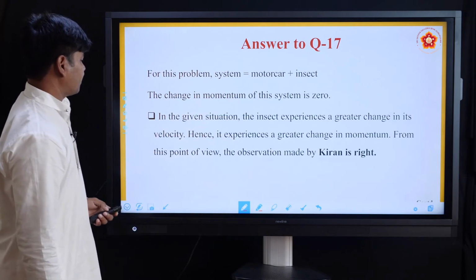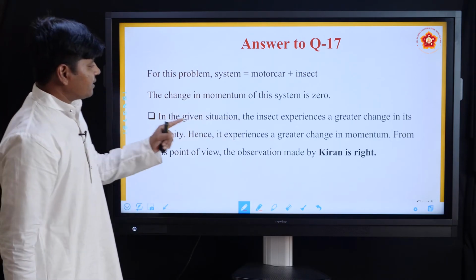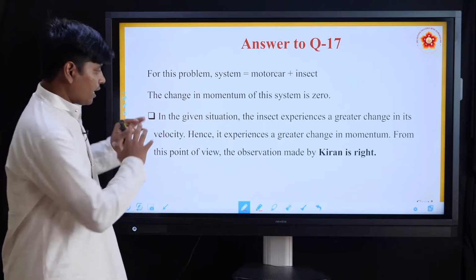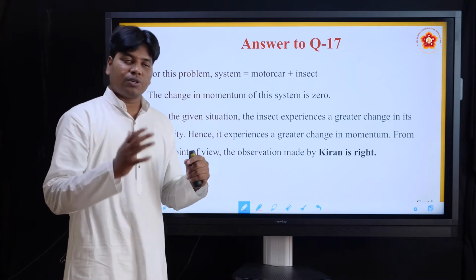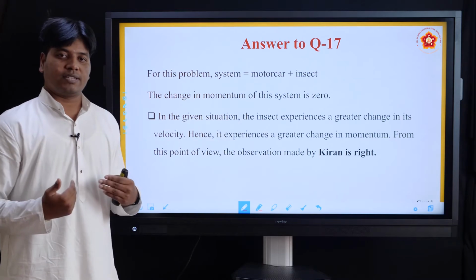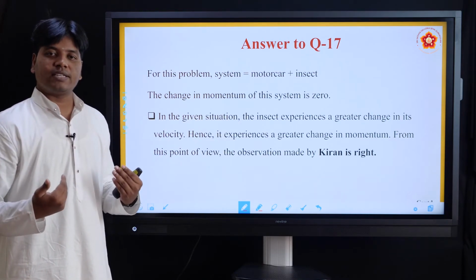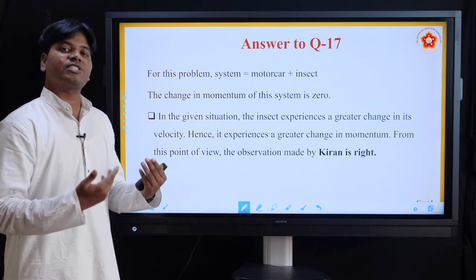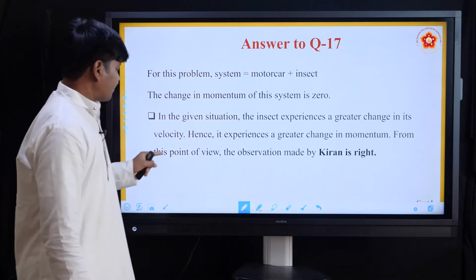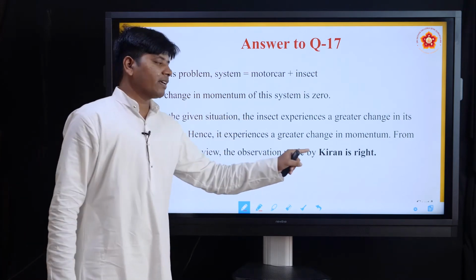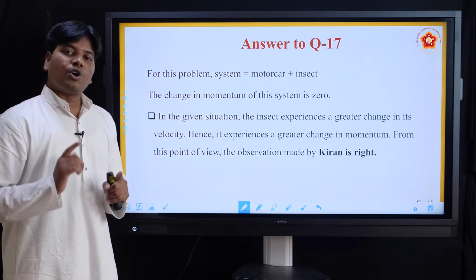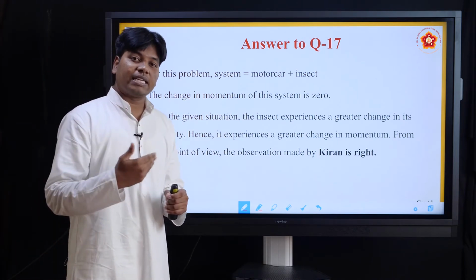So let us see. In the given situation, the insect experiences a greater change in its velocity, as we have seen in the diagram. So when you have a greater change in velocity, what happens? You have a greater change in momentum. Hence, it experiences a greater change in momentum. From this point of view, the observation made by Kiran is right. Alright. Now, let us explore the suggestion given by Akhtar.